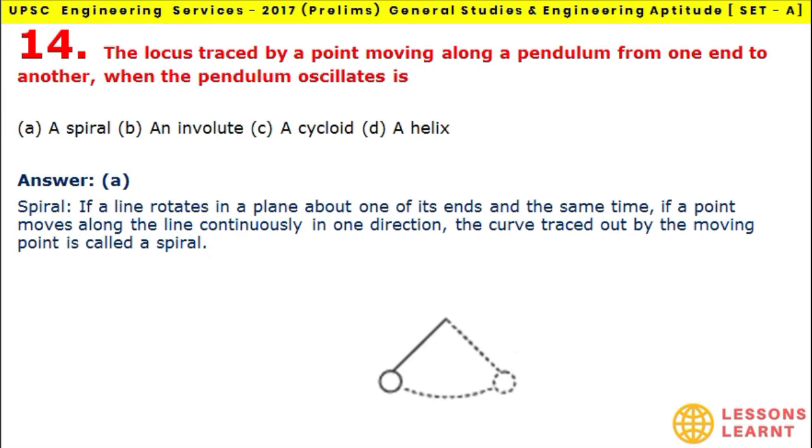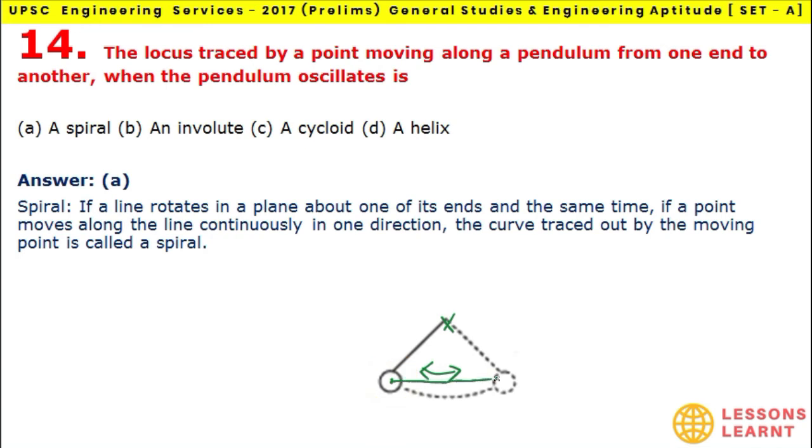Now we will see the 14th question. The locus traced by a point moving along a pendulum from one end to another when the pendulum oscillates is... Suppose a locus is traced by a point moving along a pendulum from one end to the other end. Here we can see this point is fixed and this is moving in this direction. When this is moving we can put an imaginary point here and draw a line which is moving along this direction.